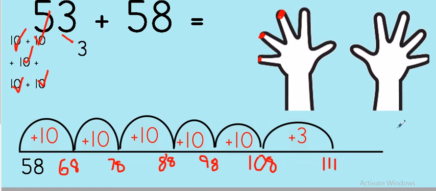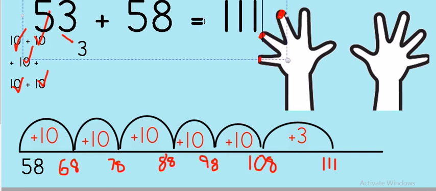How do we write that number? 111. Well done. Let's just finish off our number sentence. 53 add 58 equals 111. Tick or fix. Not to worry if you didn't quite get that one, it was really tricky. If you did, super well done.